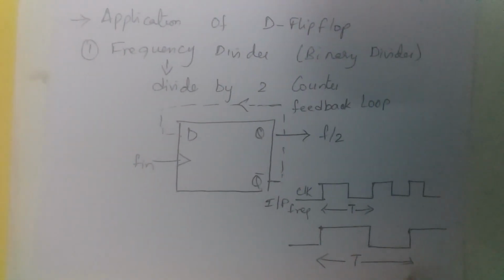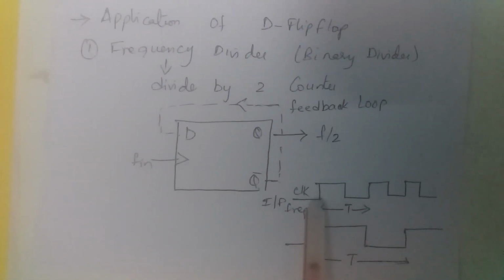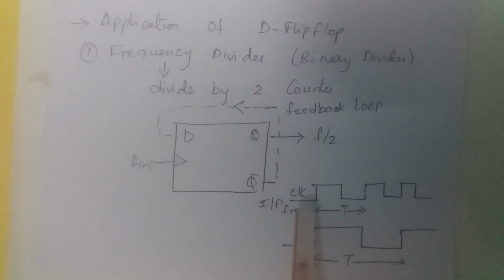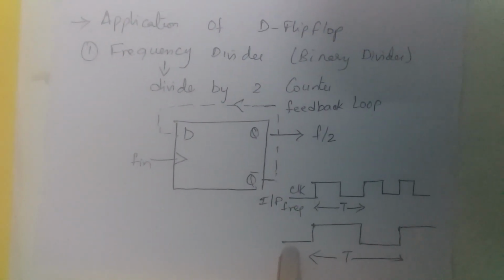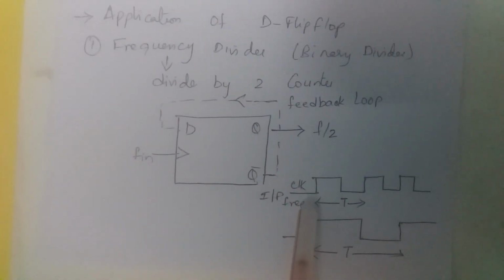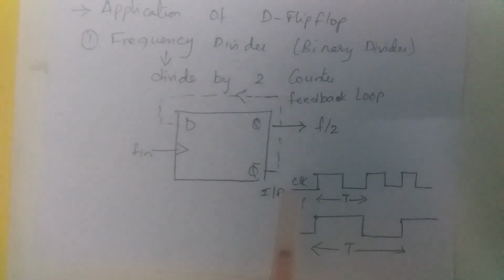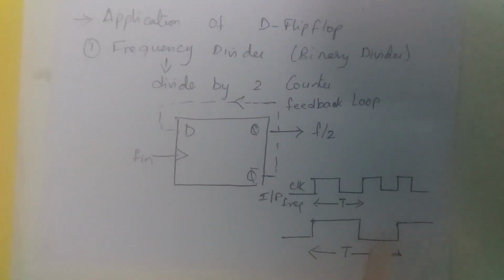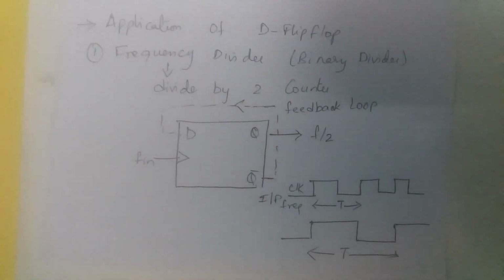Now see that the clock has a time period T. And the output time period is twice that of the clock. So what is F? Frequency is equal to 1 by T, right? So calculate the clock frequency and also calculate the output frequency. We see that the output frequency is half that of the clock frequency. That is why it is called a frequency divider, because it has divided the frequency by 2. It is also called a divide by 2 counter and it is a binary divider.